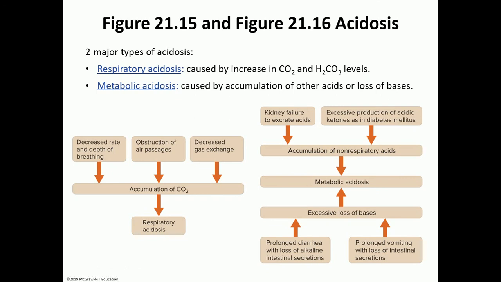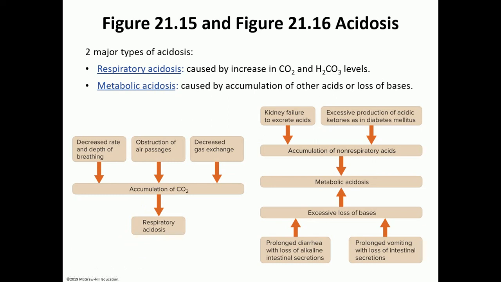The two different kinds of acidosis, we'll talk about acidosis first. There is respiratory and metabolic acidosis. Respiratory acidosis is an acidosis due to a respiratory cause. So there's an accumulation of CO2 and H2CO3, which is that carbonic acid, due to a pathology in the respiratory system. It could be due to decreased rate and depth of breathing, so there's hypoventilation, or an obstruction of the air passages, or a decrease in gas exchange, for example, maybe in pneumonia cases. That will lead to accumulation of carbon dioxide in the body, leading to respiratory acidosis.